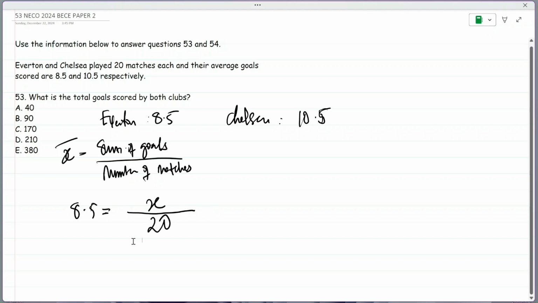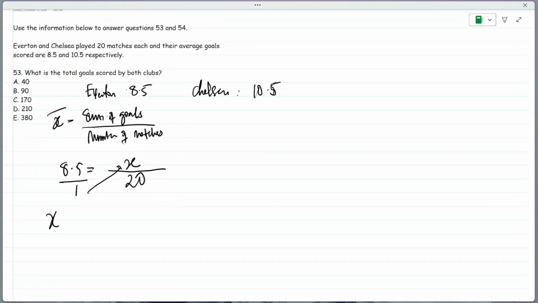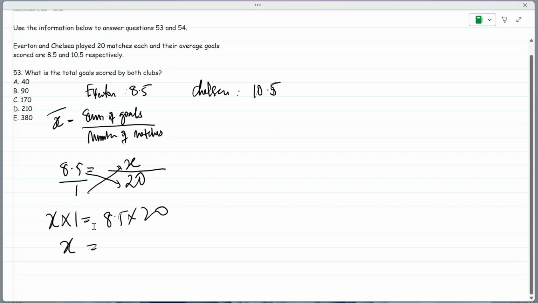which is represented by this x. We can choose to multiply both sides by 20, or you cross multiply. You can make this over 1, then we cross multiply. X times 1 on one side of the equals sign equals, on the other side you have 8.5 times 20. X times 1 is x, equals 8.5 times 20, which is 170. So we have the total number of goals scored by Everton in 20 matches as 170 goals.